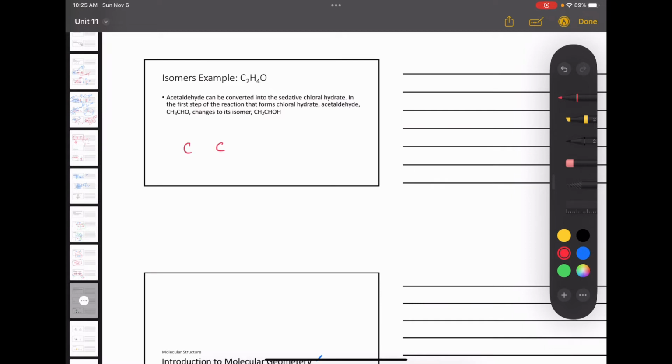I have 2 carbons. And the carbon will have the 4 valence electrons all the time. So 1, 2, 3, and 4. What else do I have? I have 4 hydrogens in total. So what I will do is draw my hydrogens. I have 1 with their valence electron, 2, 3. So here are my 4 hydrogens with a valence electron.